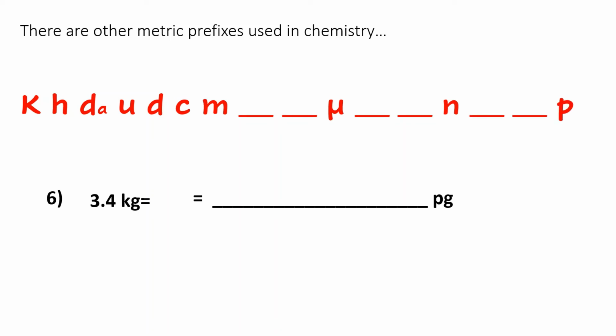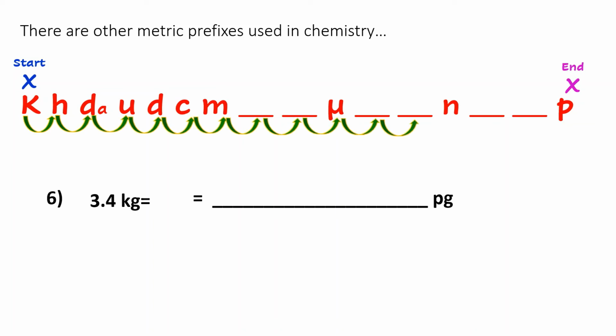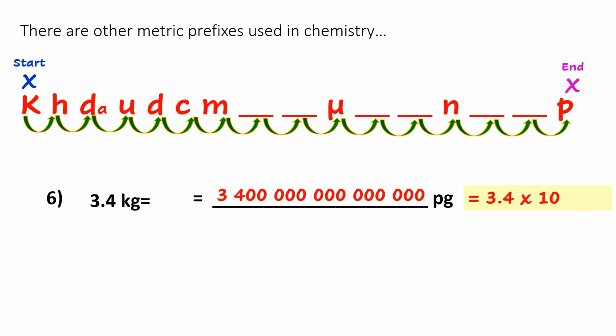We're given kilograms, so our starting point is going to be K, and we're asked to find pico, so P is our ending point. We must move 15 steps to the right to get from our start to our finish. The decimal point will also move 15 places to the right, giving us 3,400,000,000,000,000, or in scientific notation, 3.4 times 10 to the 15 picograms.